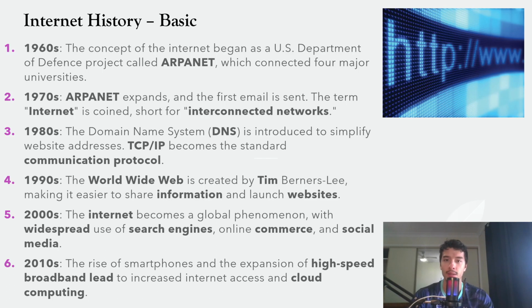So 1960s, basically the US Department made a project called the ARPANET, which connected 4 major universities. 10 years later, the ARPANET expands, the first email is sent, the term internet is coined, short for interconnected networks, okay? 10 years later from then, the DNS, domain name system, is introduced to simplify website addresses, okay? So it's basically making sure we don't have to type in IP addresses. So it's readable human names, basically, like domain names.